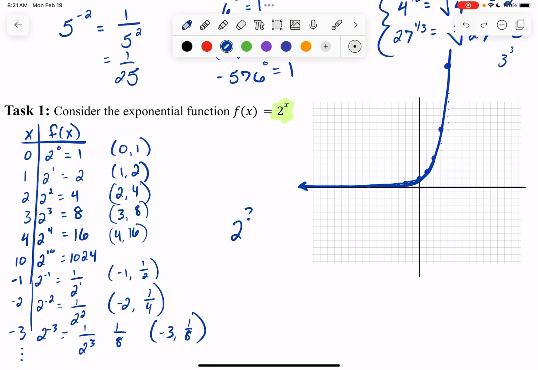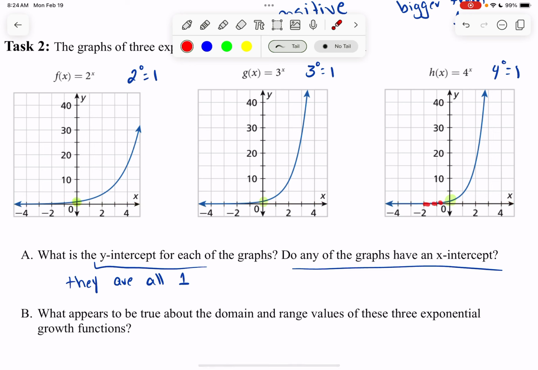They are all 1. And I hope you notice that they're always going to be 1 if it's just a strictly 2 to the x kind of situation. No matter what your base is, that y-intercept's all going to be 1. Do any of the graphs have an x-intercept? Do they ever cross this line? It looks like they get really, really close, but they never actually cross.